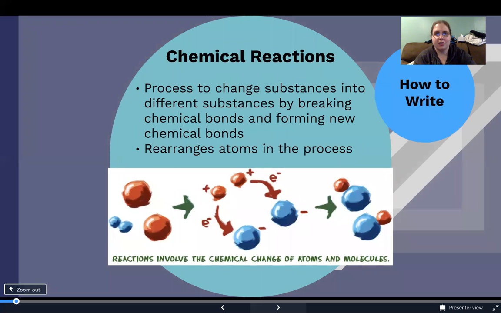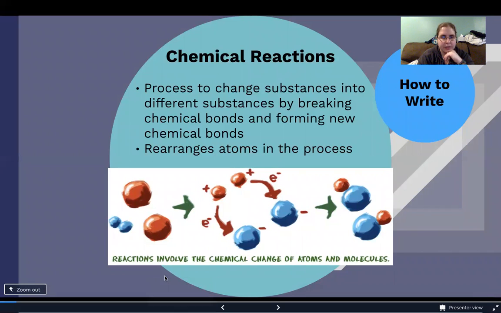So let's start off by simply discussing what is a chemical reaction. A chemical reaction is a process to change substances into different substances by breaking chemical bonds and forming new chemical bonds. So in other words, all we're doing is rearranging the atoms. We're not adding anything new to it. We're not taking away anything from it. We're simply breaking existing bonds between the molecules, rearranging the atoms, and forming new bonds.